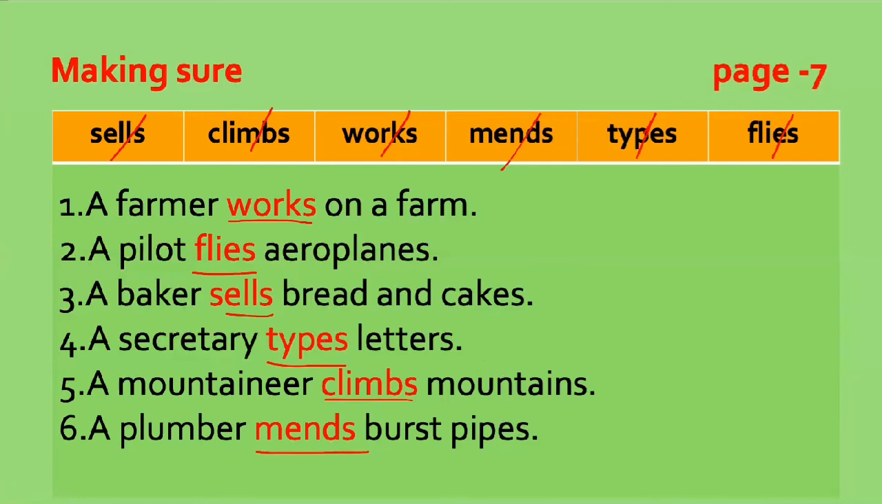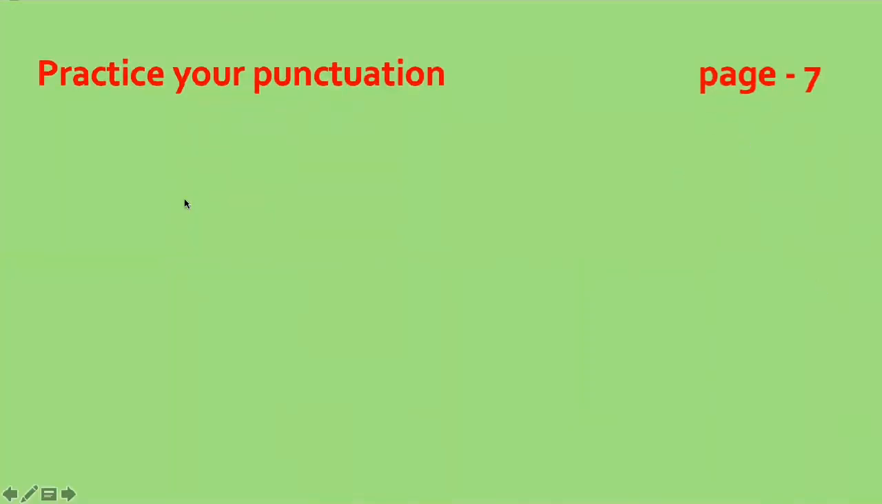Now moving to our last exercise, and that is practice your punctuation. Hope you all have opened the exercise of practice your punctuation that is on page number 7 of your book. In this exercise, we have to write the letters in capital and put the full stops where necessary. Where do we write the letters in capital? When it is the first letter of your sentence. And where do we put full stops? At the end of the sentence.